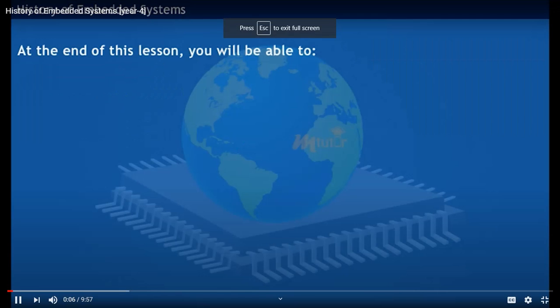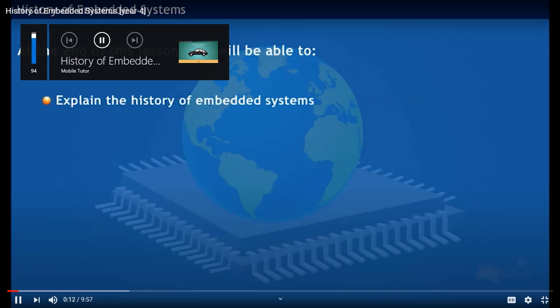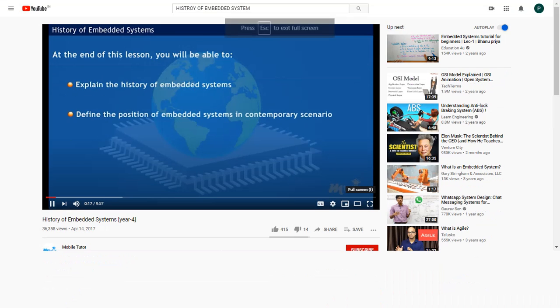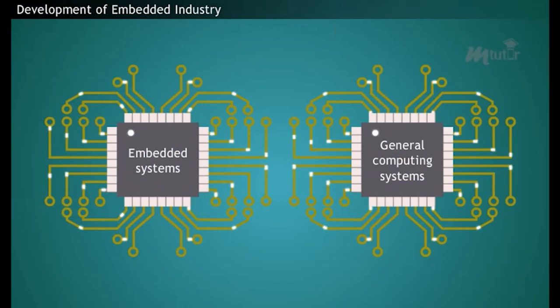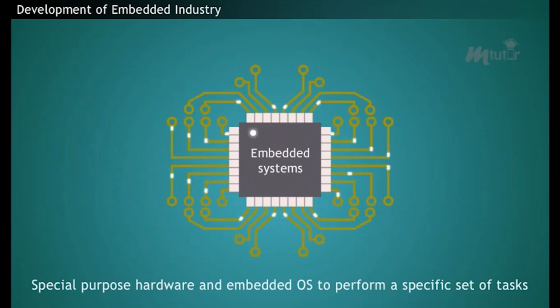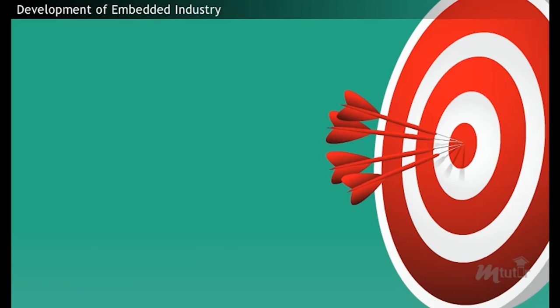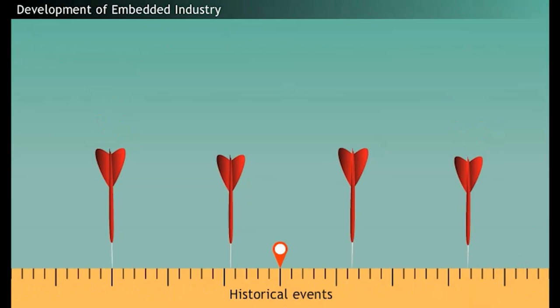History of embedded systems. At the end of this lesson, you will be able to explain the history of embedded systems and define the position of embedded systems in the contemporary scenario. In the previous topic, you learned how embedded systems differ from general computing systems. We know that embedded systems are designed using special purpose hardware and embedded OS to perform a specific set of tasks. It's very interesting to know about the specific tasks done through embedded systems by exploring its historical events.